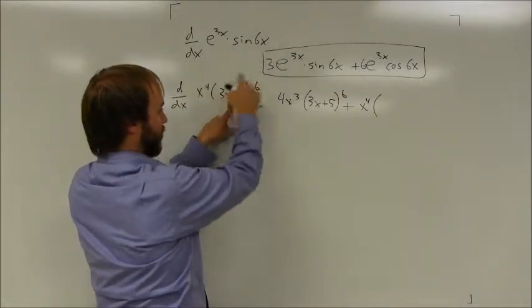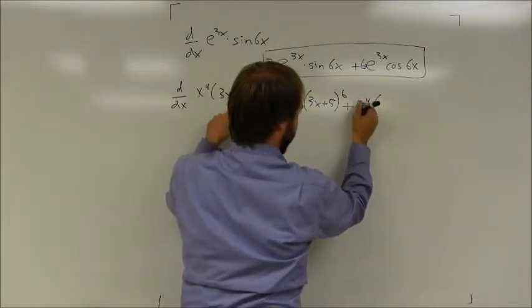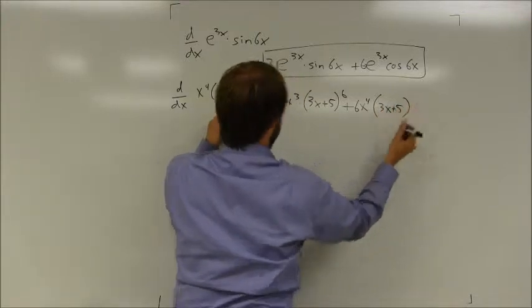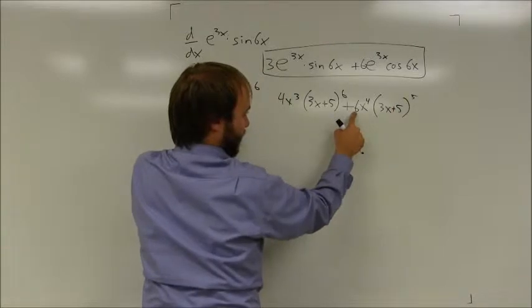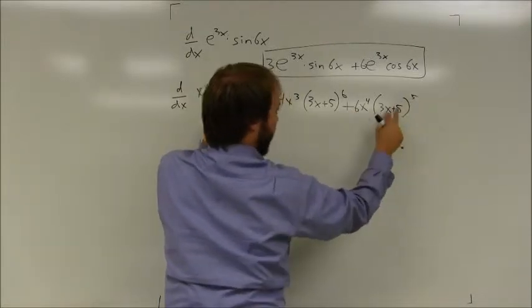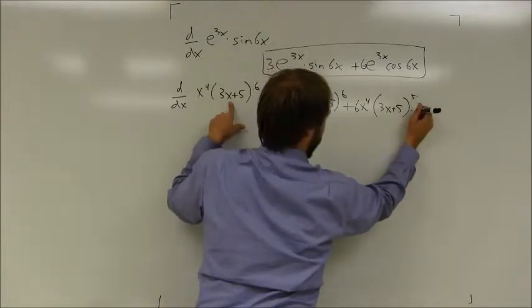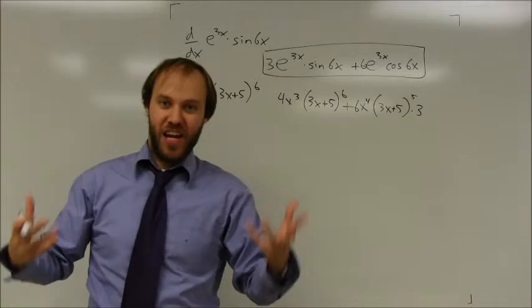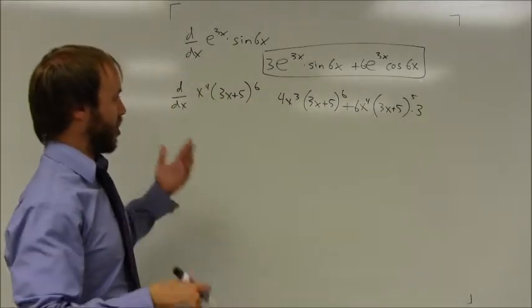This is a 6th power function. Power rule says it'll be 6 times, I'll put the 6 out front, 3x plus 5 raised to the 5th power. Okay, so you multiply, this goes out in front, drop the power by 1. Remember to multiply by the derivative of the inside function, which in this case is going to be 3. Okay, chain rule, chain rule, chain rule. Can I simplify this? Sure.